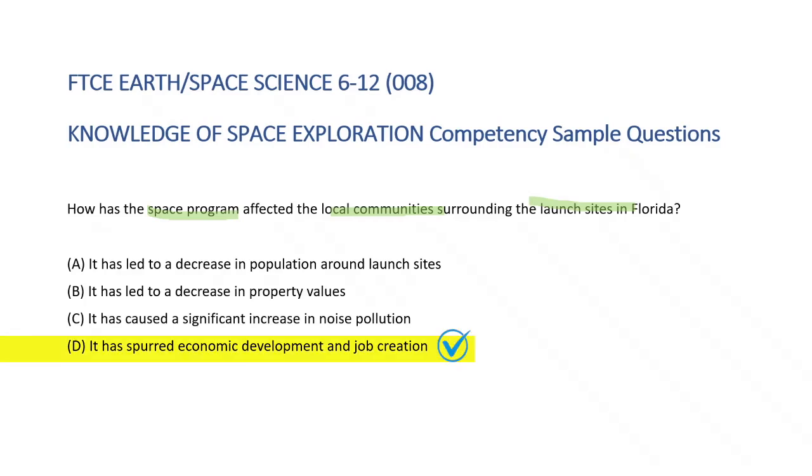Well, D is the correct answer. The space program has spurred economic development and job creation in the local communities surrounding the launch sites. The influx of workers and their families has increased demand for housing, goods, and services, supporting local businesses. While there may be some noise during launches, this is not a constant issue and is definitely outweighed by the economic benefits. Therefore, D is the correct answer.